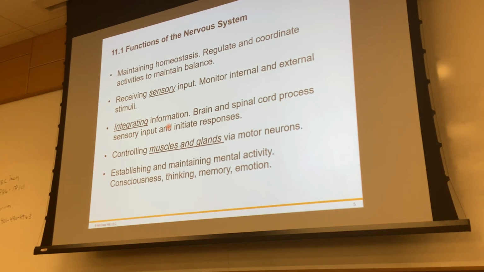So these, underneath here where my pointer is, it says muscles and glands for the motor neurons here. Those glands, once again, they come in both exocrine and endocrine varieties.